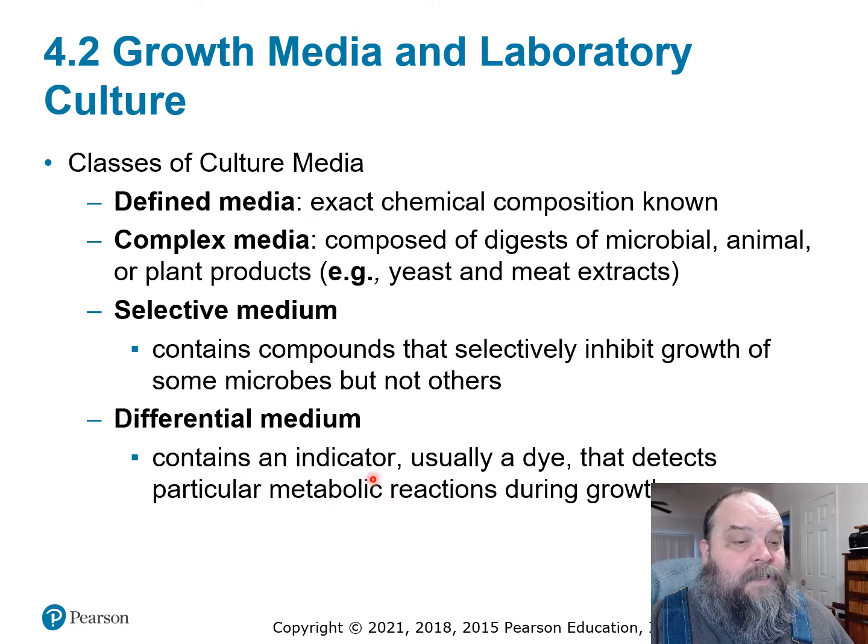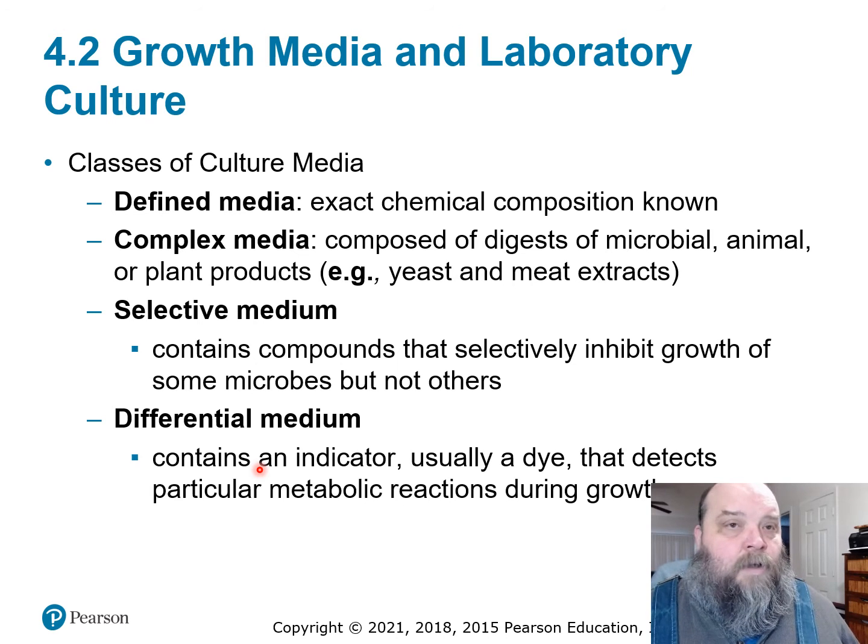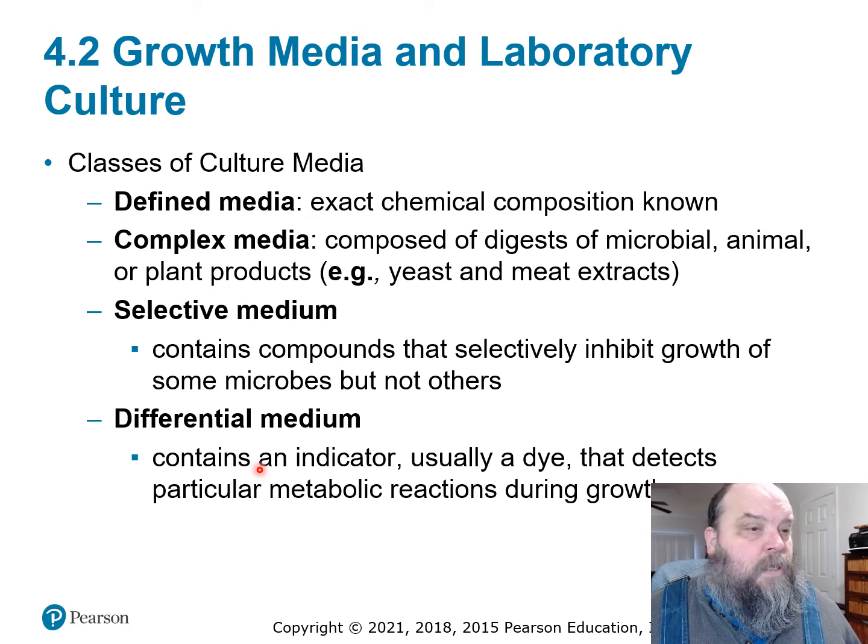Or we can add in certain indicators, dyes. We call these differential media. What is it? EMB. E. coli turns one color, all other enterics turn a different color. It allows you to tell, is this bacteria I'm working with, that I am trying to identify, E. coli? Is it something else? Is it a different gram-negative enteric bacteria?